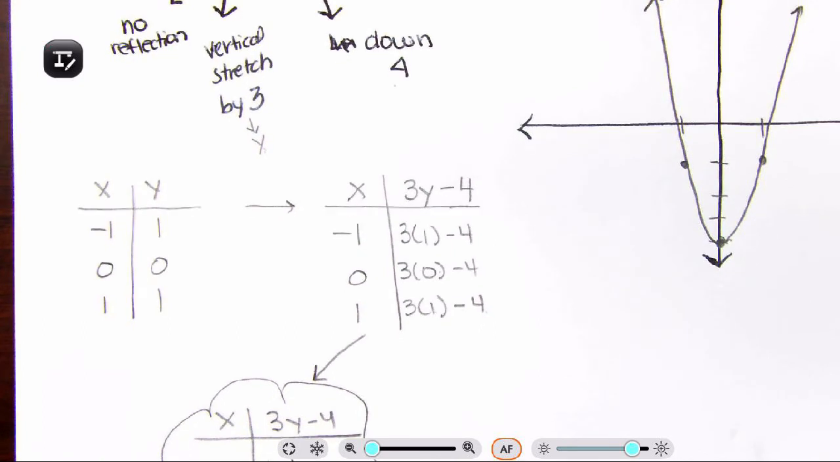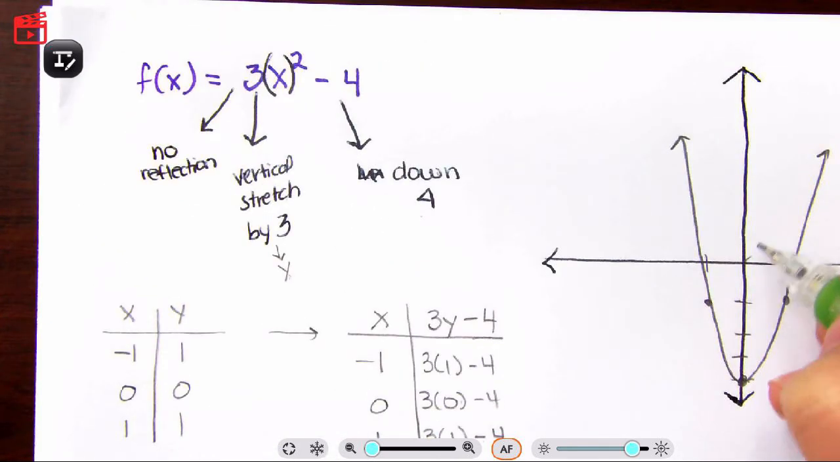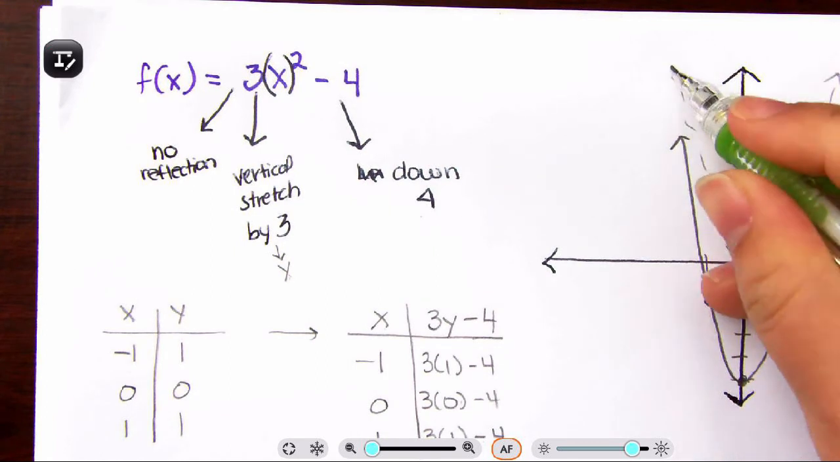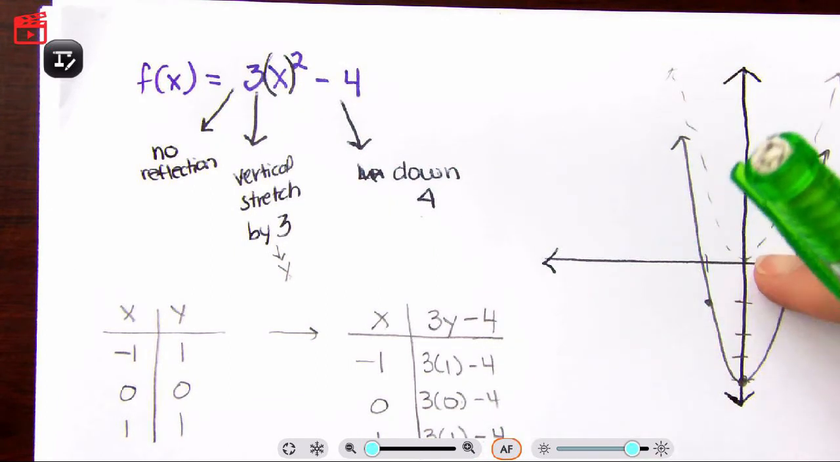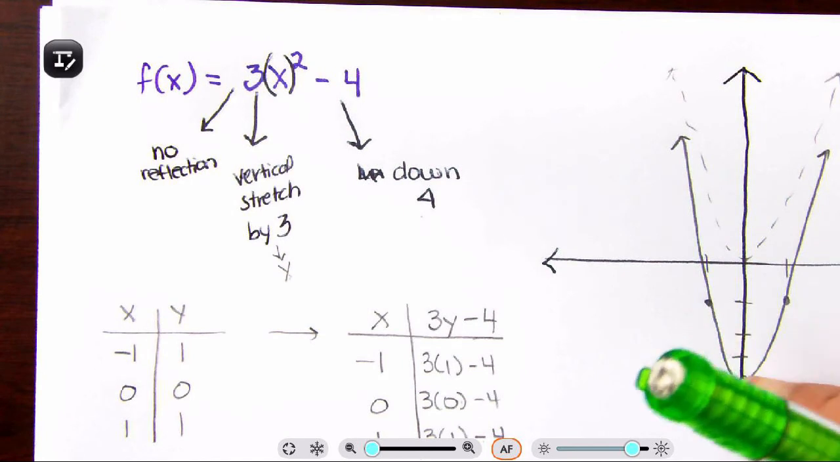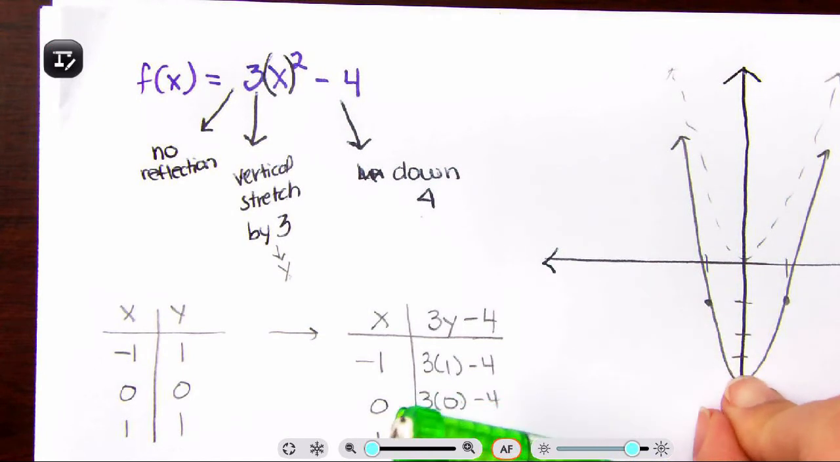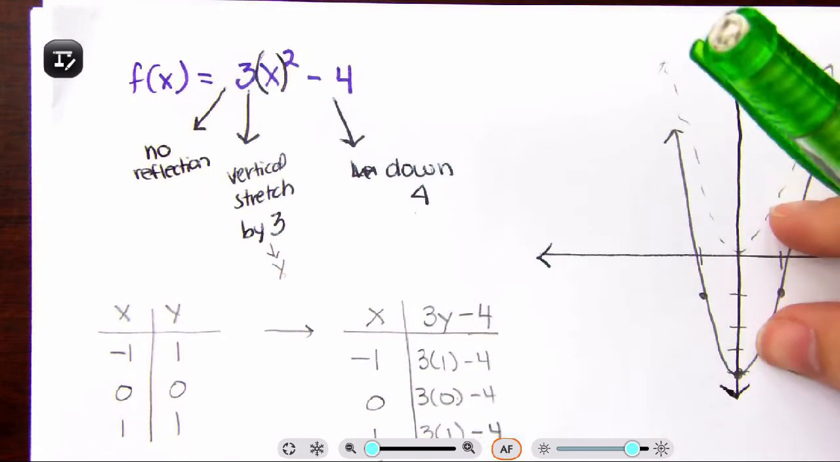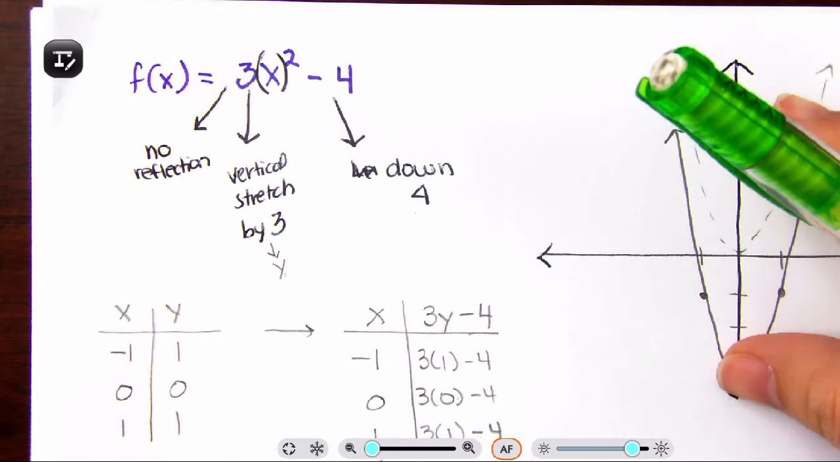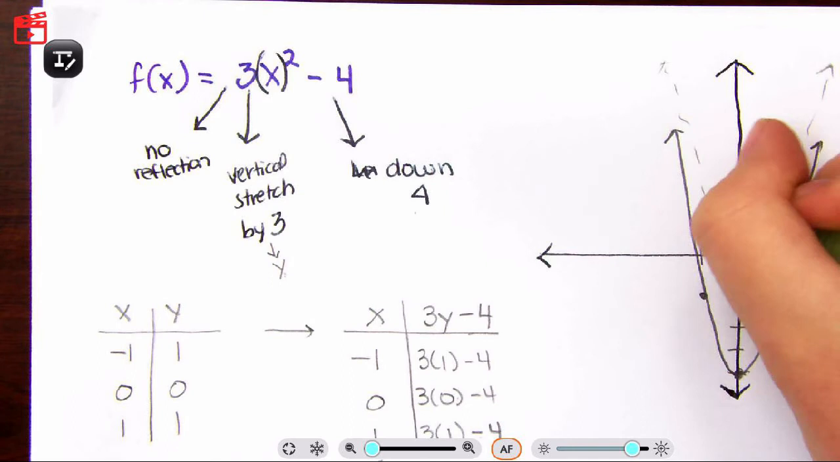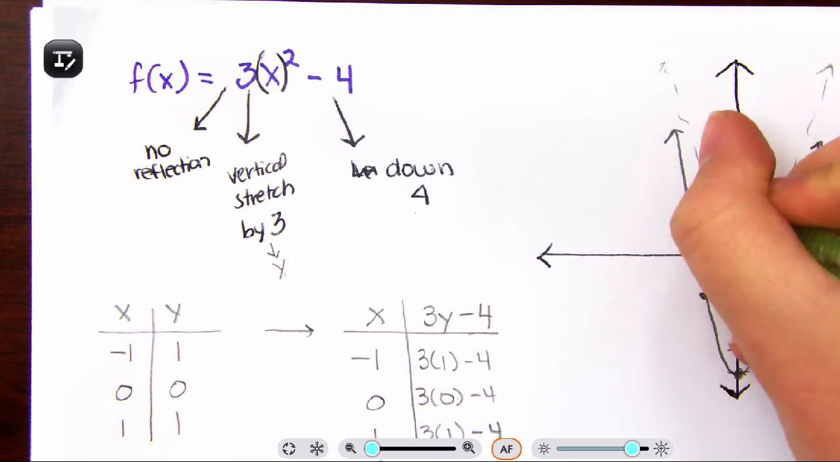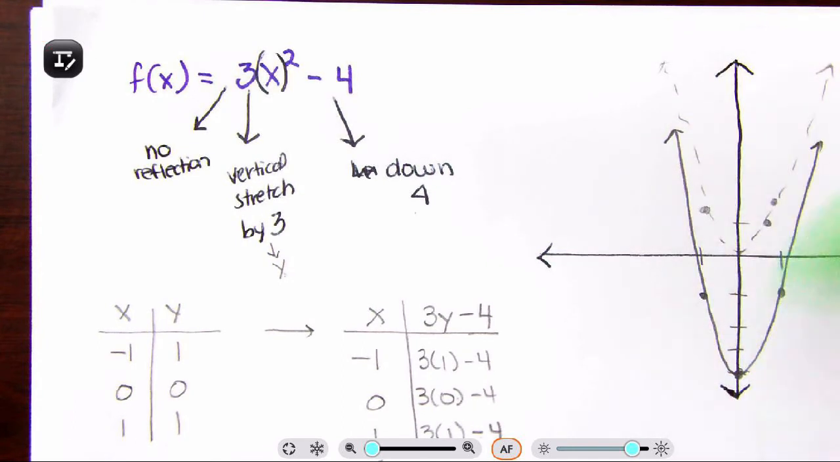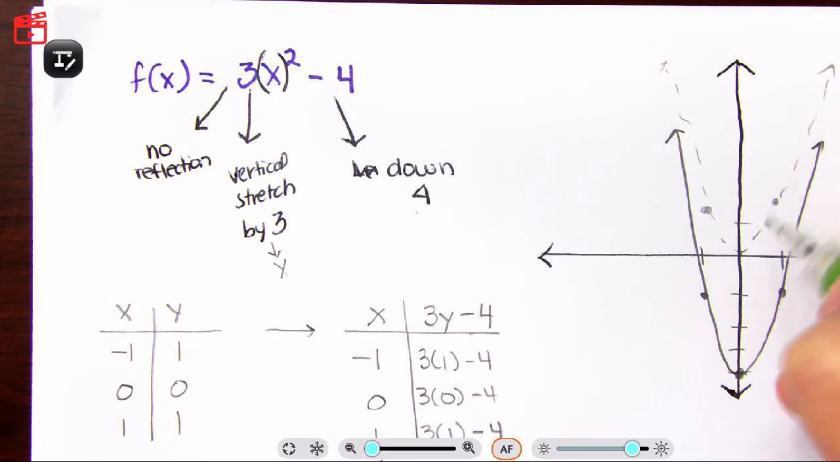So here is our transform graph. I'm going to just do a quick dash line. This would be our parent function. So what happened? We shifted it down 4 and we stretched it by 3. We vertical stretched it by 3. So we went this way. We made it bigger. That was our original, would be here and here. Here and here.